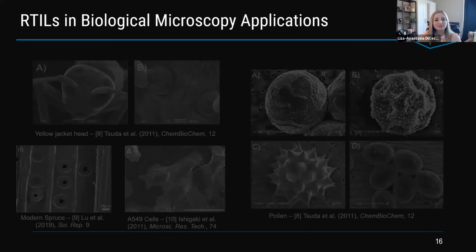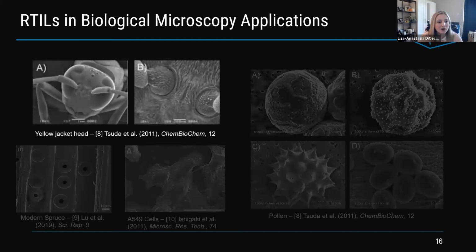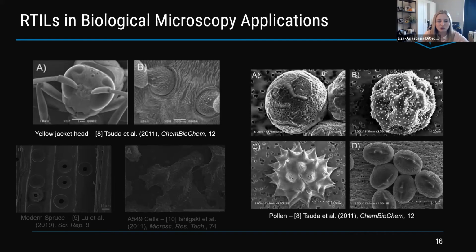Here are some snippets of biological and imaging applications that people have done with ionic liquids. This is Suda et al., a big group publishing in this ionic liquid imaging field. They're often developing ionic liquids, more on the chemistry side, but here they imaged a yellow jacket in SEM with an ionic liquid treatment. In this figure, they're showing various pollen grains.